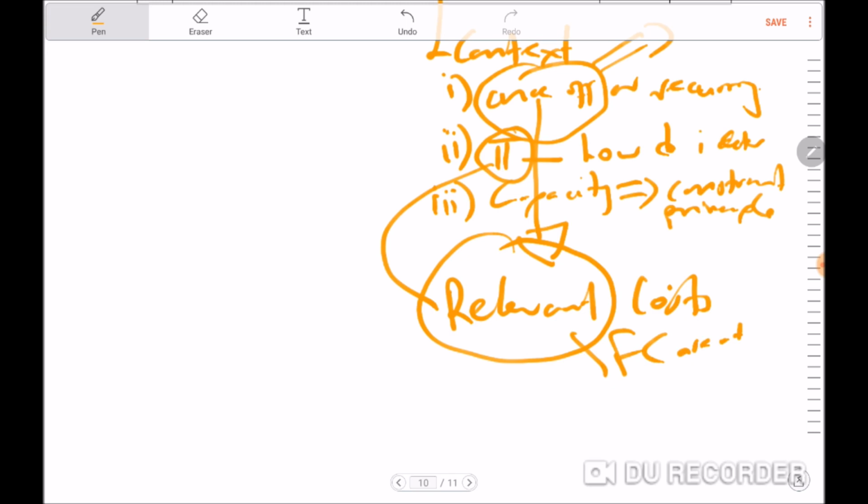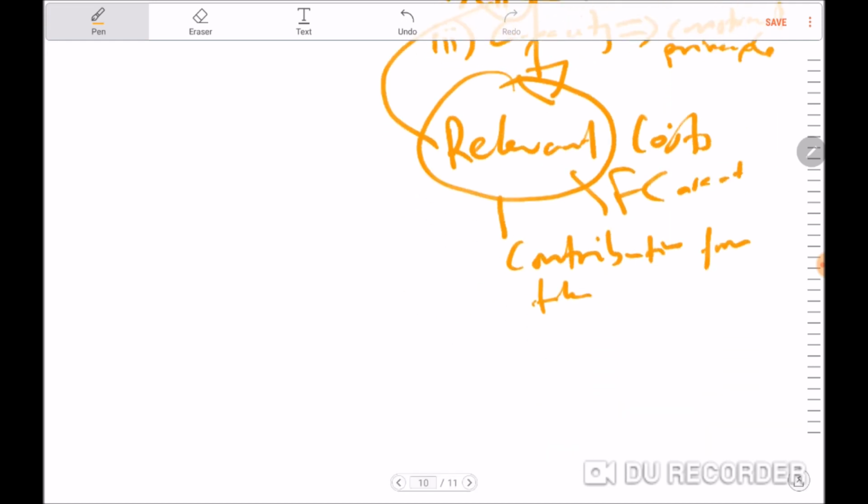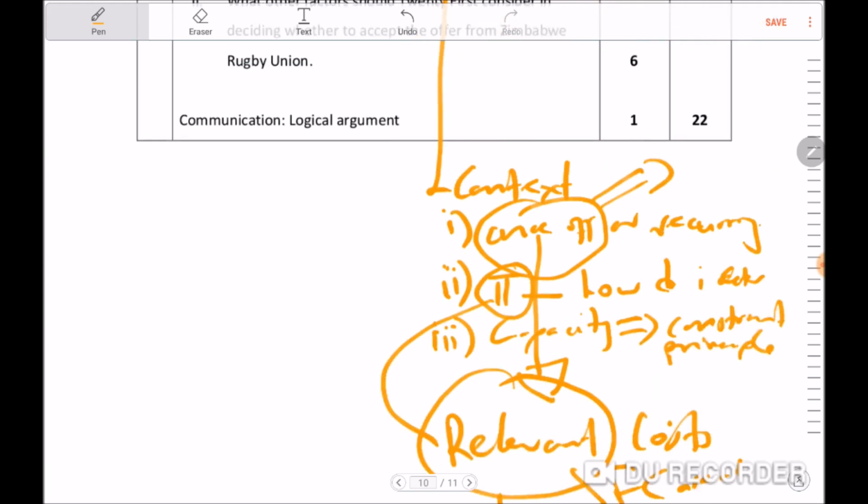So for me to evaluate whether the price offer from ZRU made sense, I needed to calculate the contribution that I was going to earn from taking up the offer. Am I going to make a positive contribution? If I make a positive contribution, that meant that it was worthwhile to accept this price offer from the ZRU. So let's go back to the scenario.